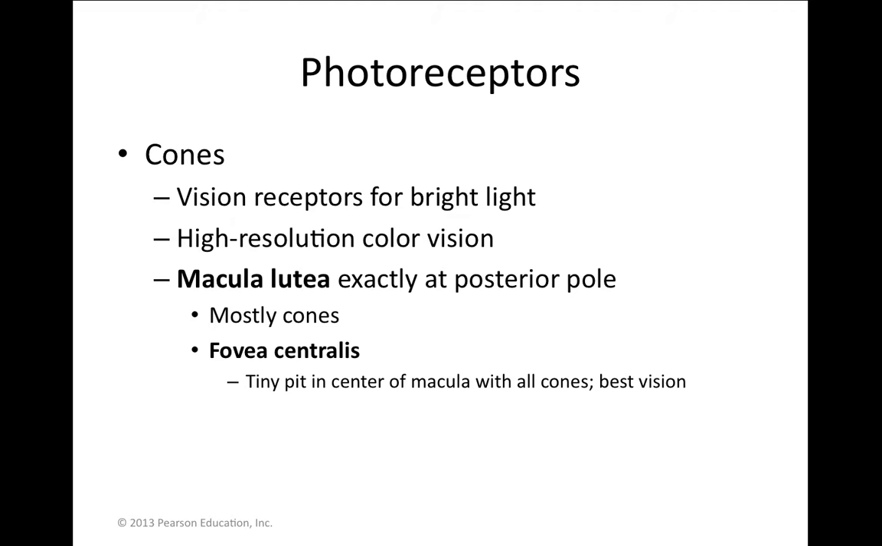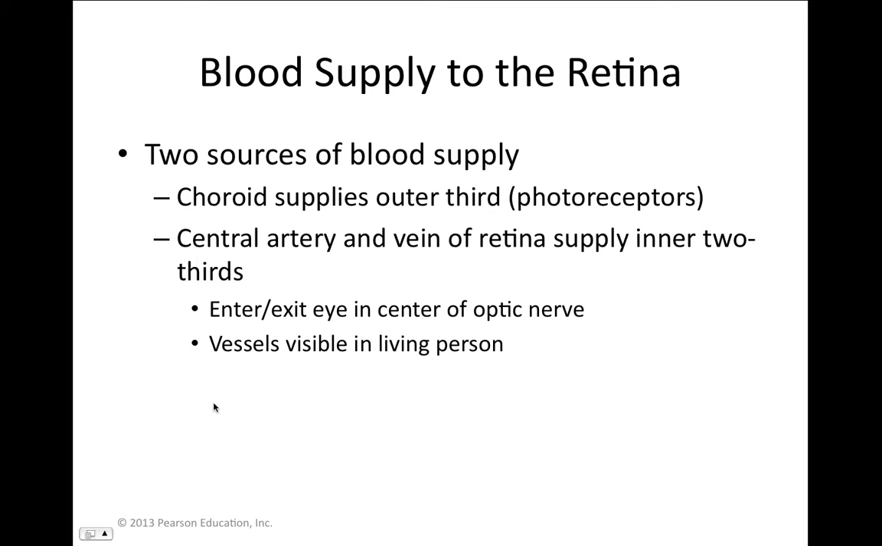It's a tiny pit in the center of the macula with all the cones. That's where you get your best image. So when you are focusing on something, you're trying to direct as much light as possible to that fovea centralis so you get the best, clearest, brightest image for your body to work with. Okay, so that's mostly cones. There are few rods present there where you get your HD image.